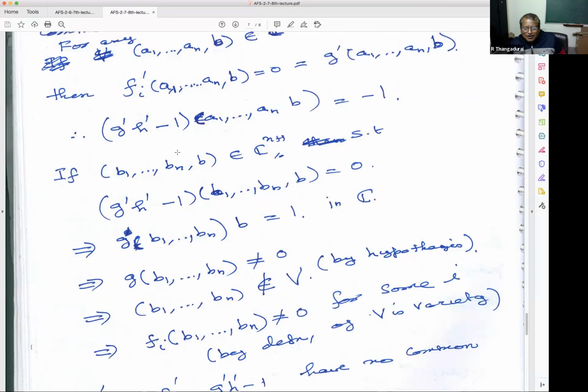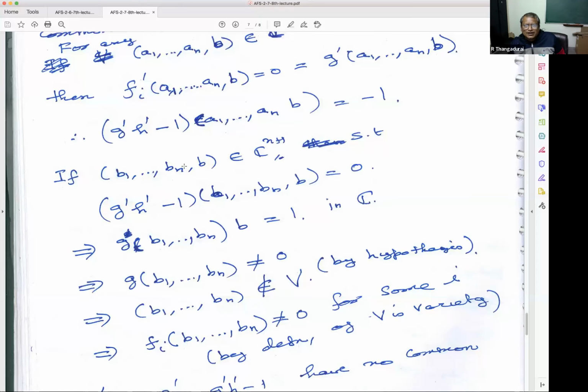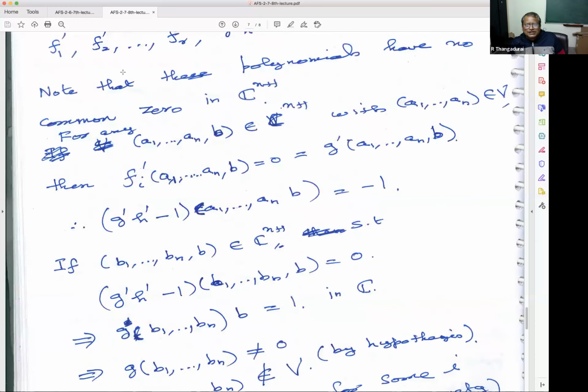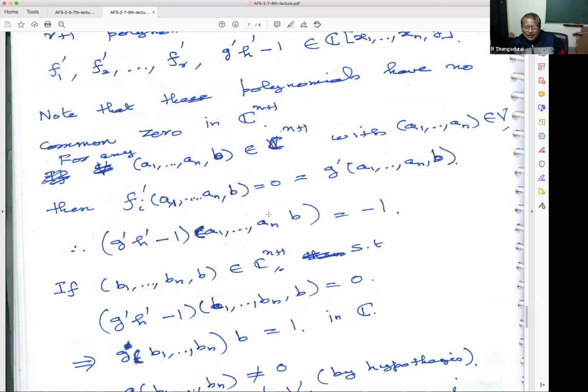That means with b non-zero, no point is lying inside. No point of C^(n+1) with b non-zero is going to be a simultaneous solution for these polynomials. If b equals 0, then what happens here? It is never going to be 0. The polynomial g h minus 1, with b equal to 0, gives you minus 1 only. Therefore, that is also not going to be 0.